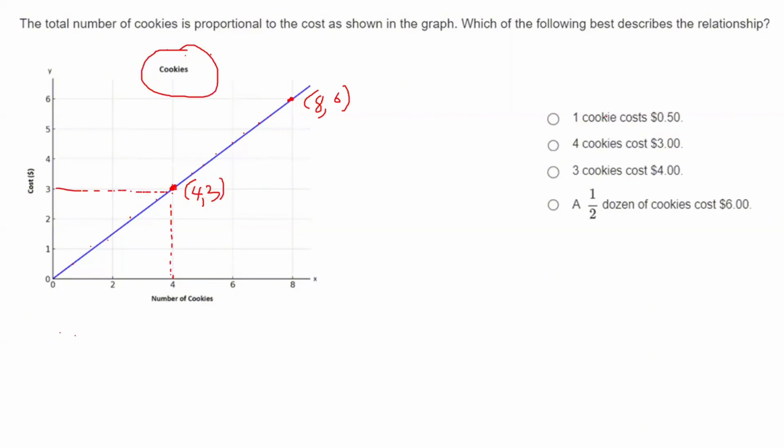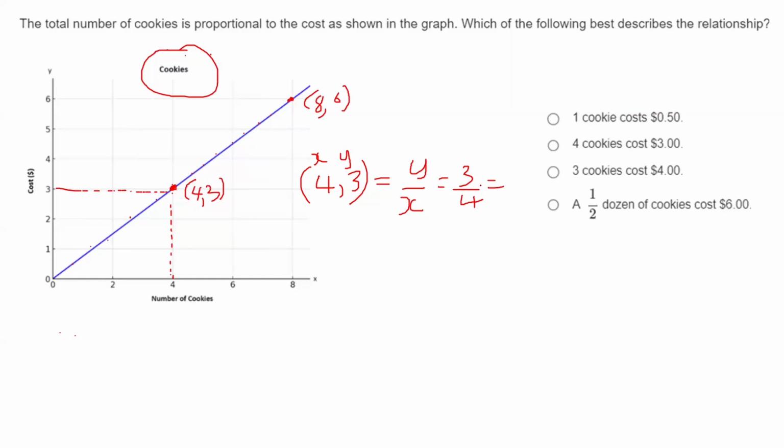Now, I'm looking at the statements here. It says 1 cookie costs 50 cents. So in order for us to conclude whether or not this statement is true, we need to take 1 point from the graph. I'm going to use when x is 4, y is 3. And I am going to label my point. This is my x, this is my y. And I am going to divide my cost, which is y, by my number of cookies, which is x, because I need to find out the cost for 1 cookie.